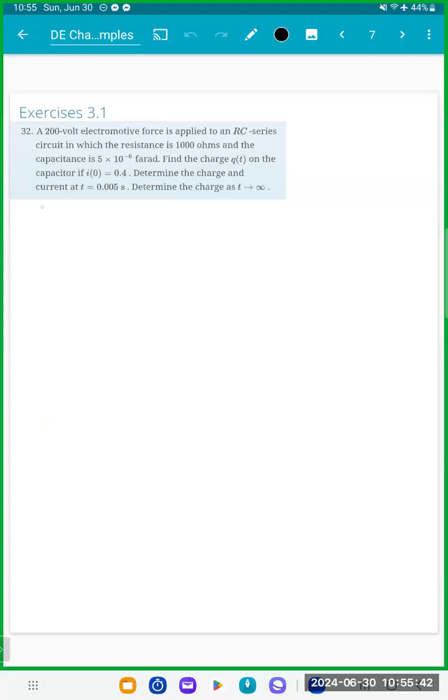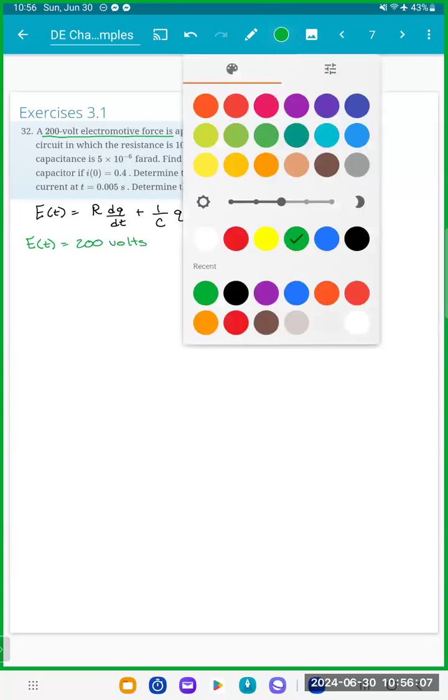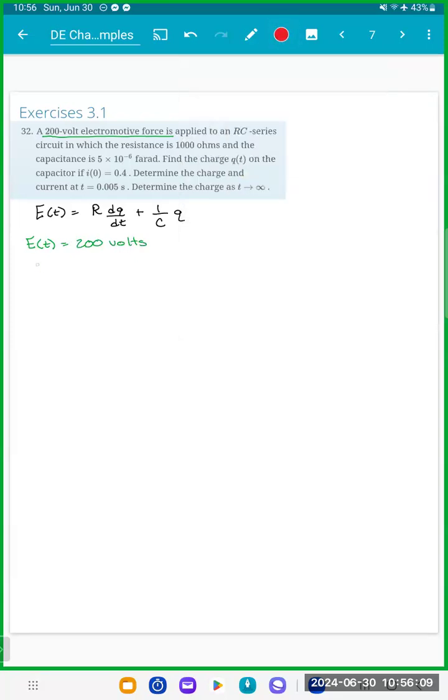Okay. So E of t is equal to R dq/dt plus 1 over C times q. Okay. So let's dig through all the things we know. We know that our E of t is equal to 200 volts. We know that our R is equal to 1000 ohms.